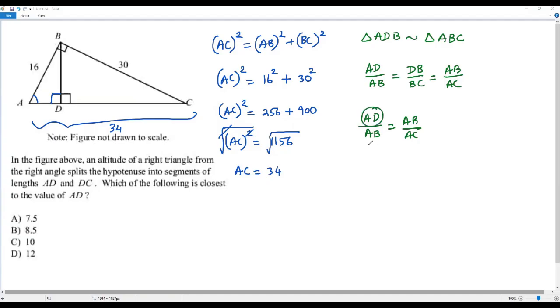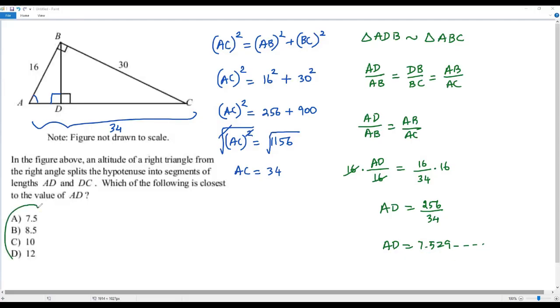Now we have to solve for AD in this equation. For that, we plug in values for AB and AC. The length of AB is 16, so we plug in 16 for AB in both places. The length of AC is 34, so we plug in 34 for AC. Let me multiply both sides of this equation by 16. This 16 will cancel out, and I get AD on the left side. 16 times 16 is 256, divided by 34. When I divide 256 by 34, I get 7.529, and it keeps going. It's a long decimal. Here I got the length of AD.